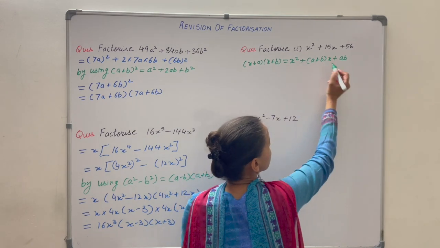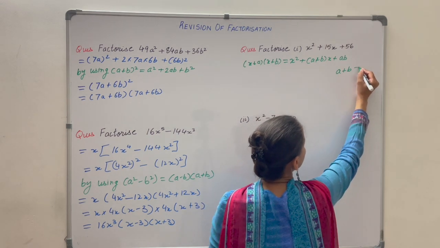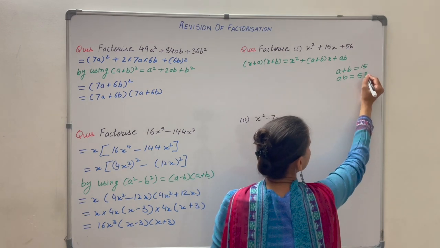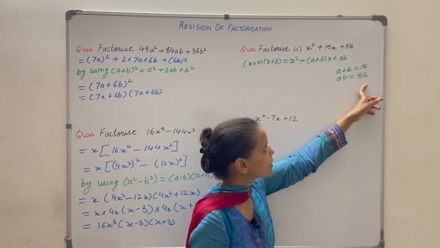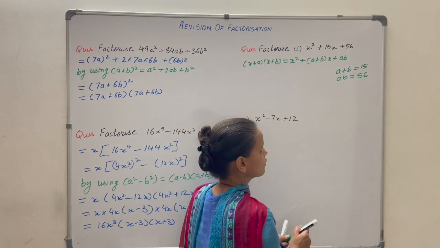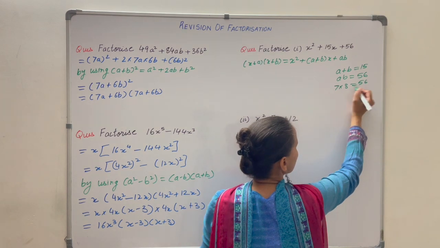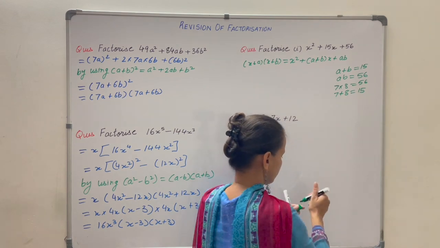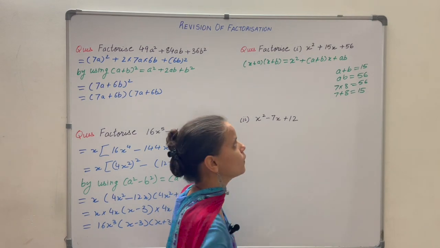That means here the sum of the two terms a and b should be 15 and a into b should be 56. So which are the two factors? When you multiply them, you should get 56 and when you add, you should get 15. It is 8 and 7. So when you multiply 7 into 8, you get 56 and when you add them, 7 plus 8, you get 15. So we are going to use this identity here and solve it. Let us solve it now.